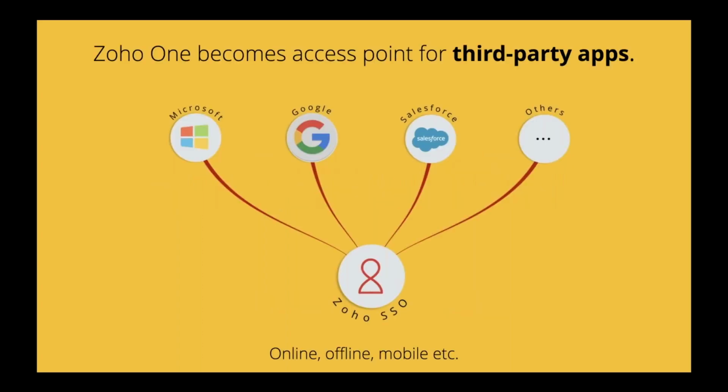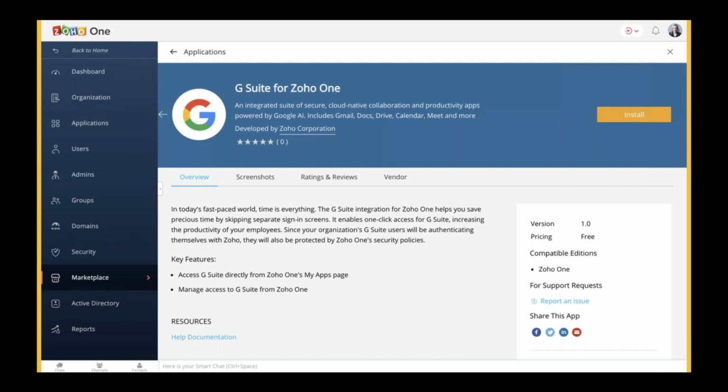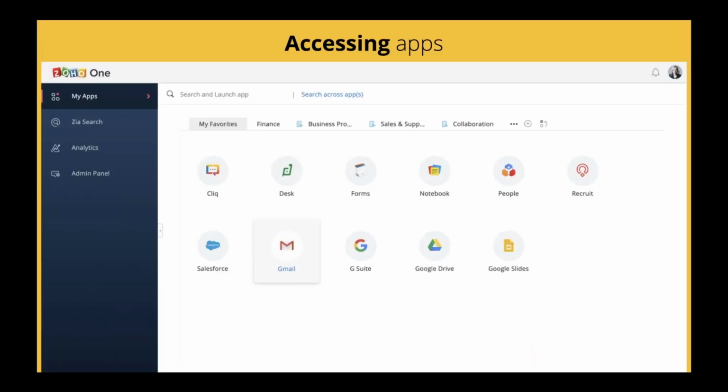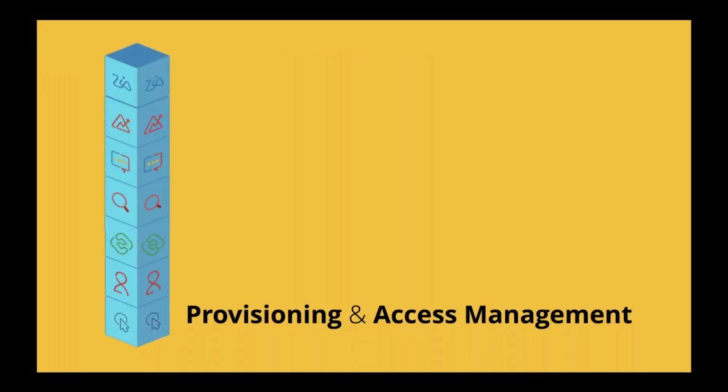If you are in Zoho One, you'll be able to go to the marketplace. And from within the marketplace, you can choose to install G Suite. And after you install it, you'll see that Gmail, G Suite, Google Docs, Google Sheet, all of these things are brought within Zoho One. So that means that if you want to sign into them or you want to use them, all you have to do is just click and it'll open and you can go from there. So that is what we've done there with identity and SSO.